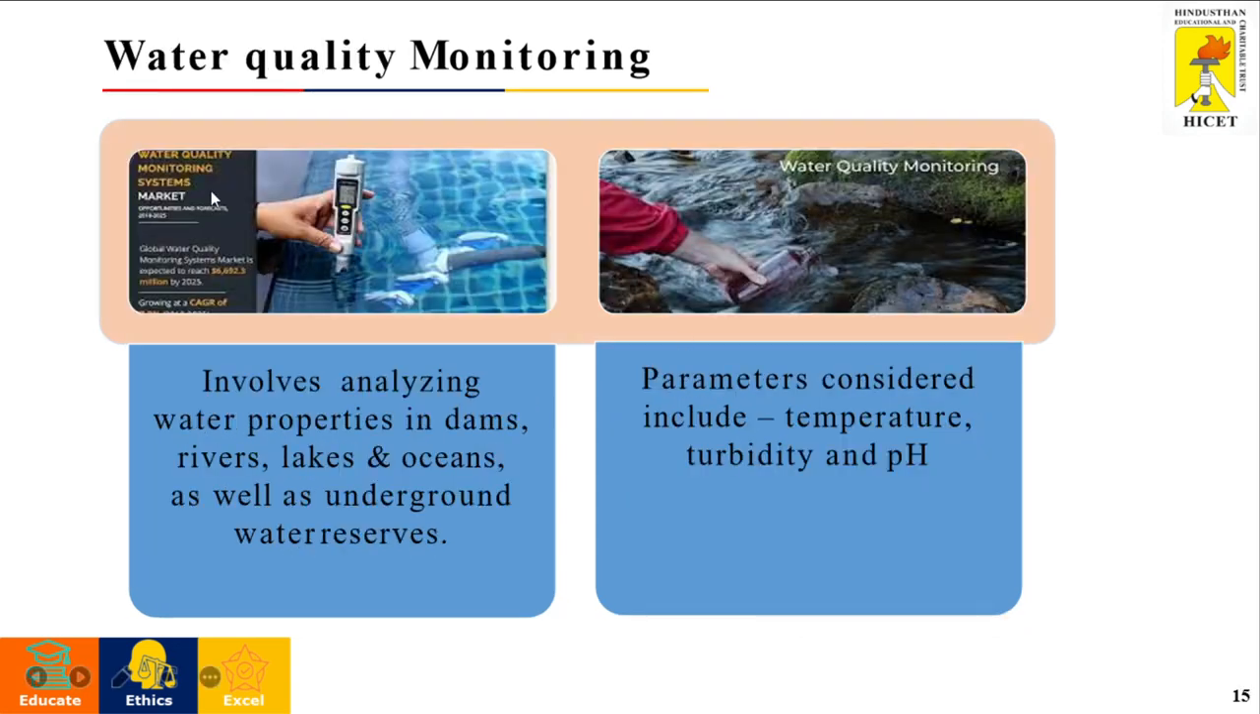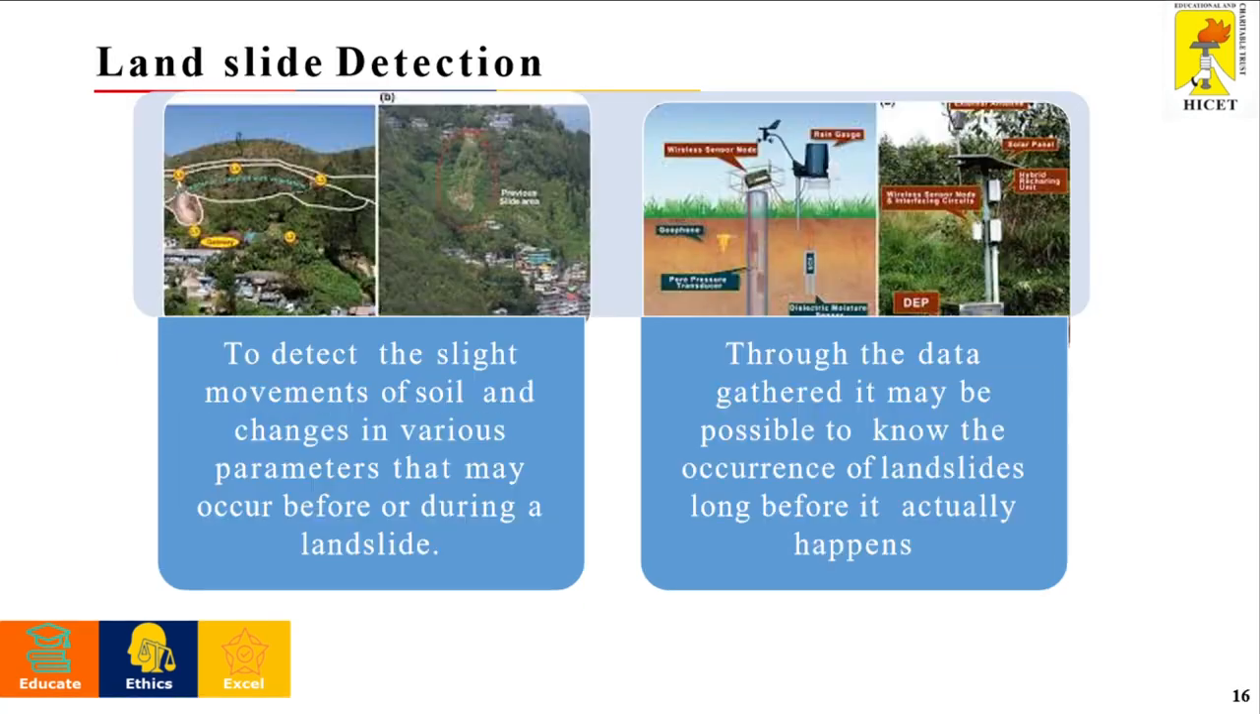Next, water quality monitoring involves analyzing water properties in dams, rivers, lakes and oceans, as well as underground water reserves. The parameters the sensors look for are temperature, turbidity and pH value. Landslide detection is also possible with our wireless sensor network, to detect slight movement of soil and changes in various parameters that may occur before or during a landslide. We can look at the previously collected data to estimate when the landslide will occur.